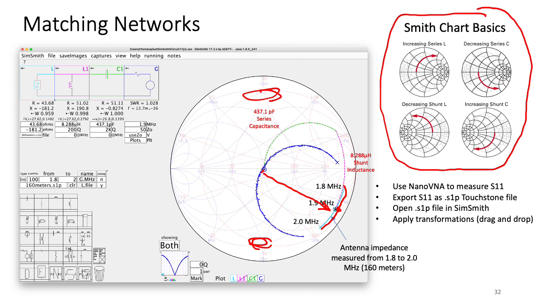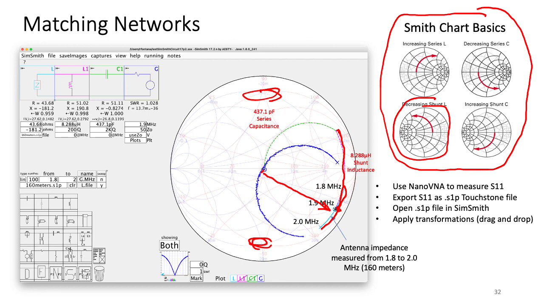First thing I can do, if I add a shunt inductance, and look at this curve, you can see I move counterclockwise. So a shunt inductance is going to move me along this curve here. And what I want to do is move along that curve to the point where I get to that concentric circle, which represents R equals 50 ohms. Because once I'm at that spot, then I can use another component to move myself counterclockwise along that curve to the origin. So what is that?